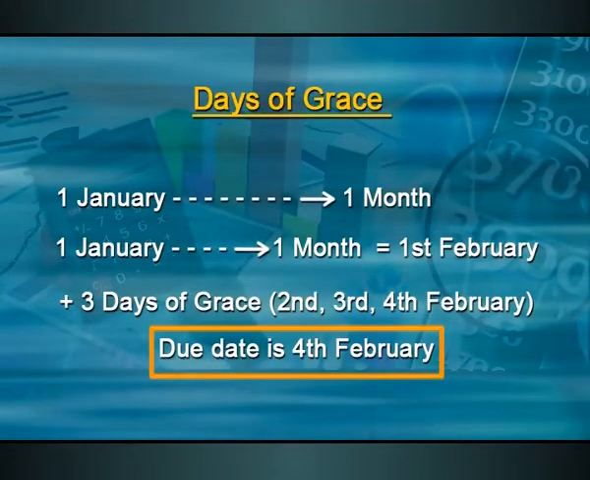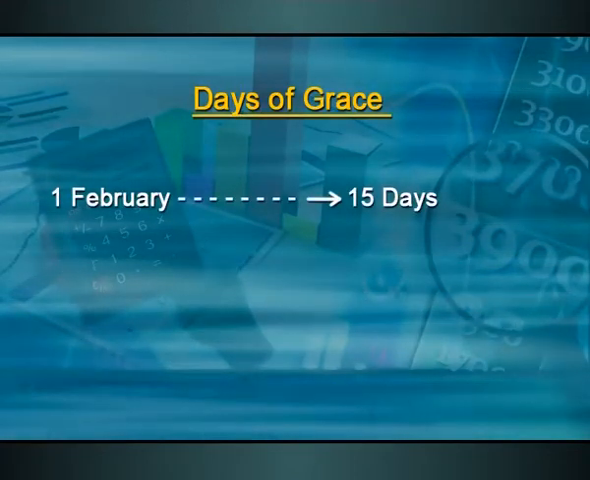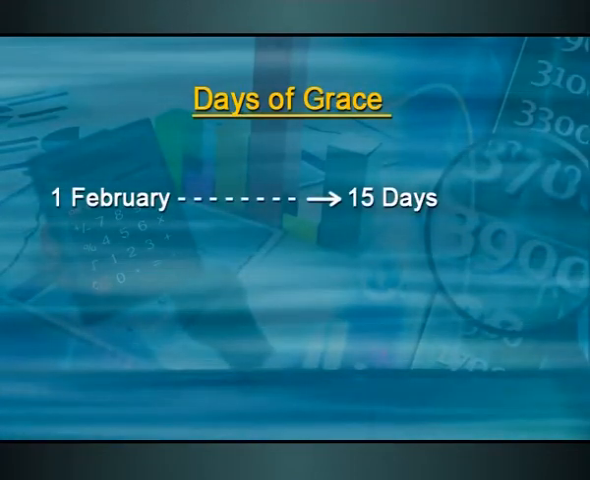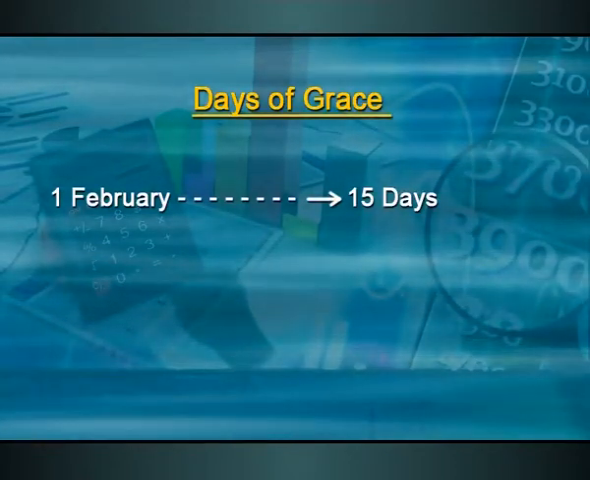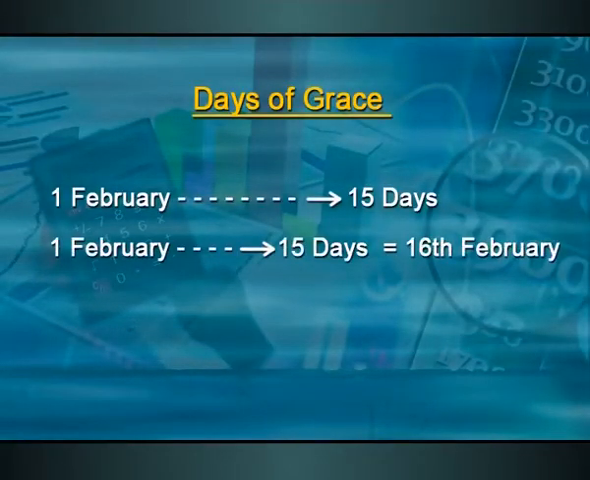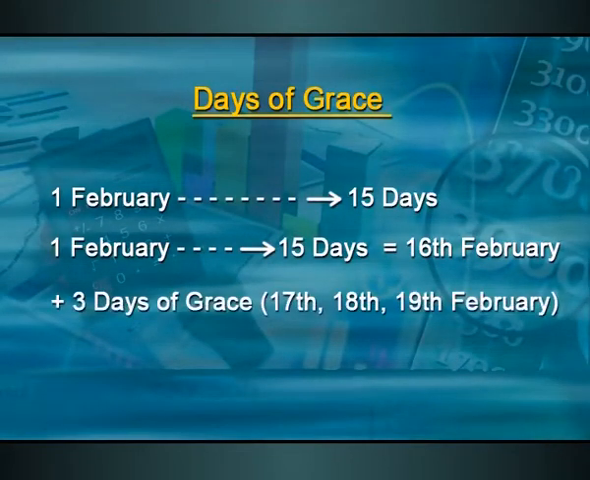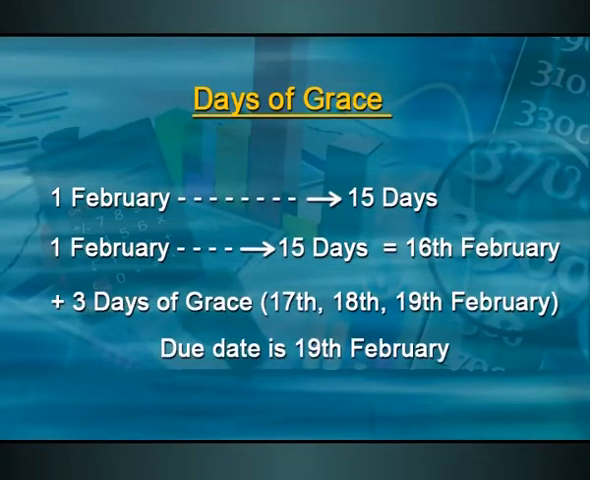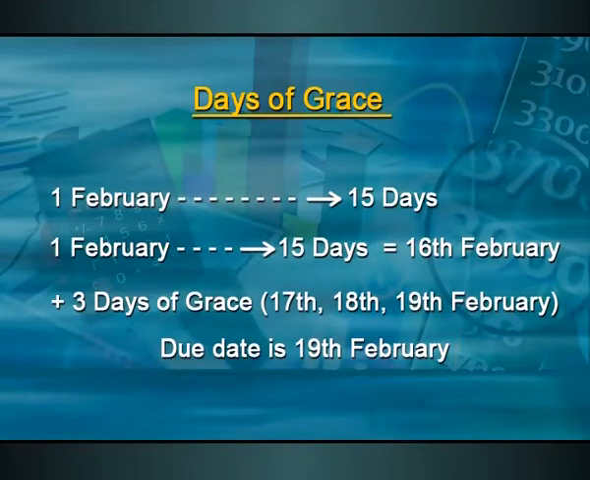In case of days, suppose a bill is drawn on 1st of February, and it is agreed between the buyer and seller that the payment of this bill is going to be made after 15 days. Now in case of days, the date on which the bill is drawn, we exclude that date. And from 2nd onward, we are going to count the 15 days. 15 days are going to be completed on 16th of February. And we add 3 days of grace to it. So it becomes 17th, 18th and 19th. So the payment of that bill is going to be made on the 19th of February.